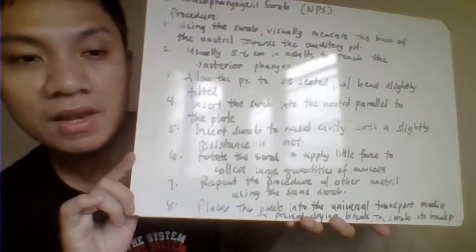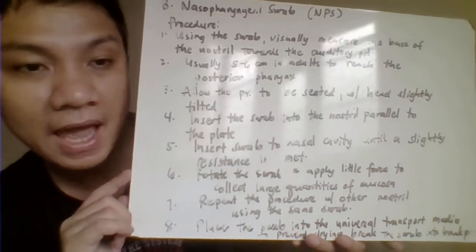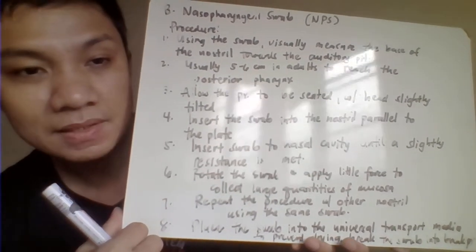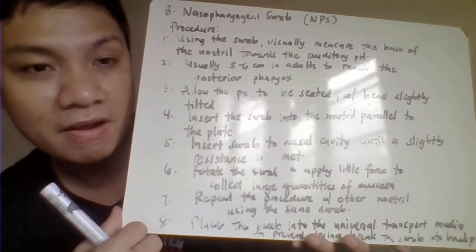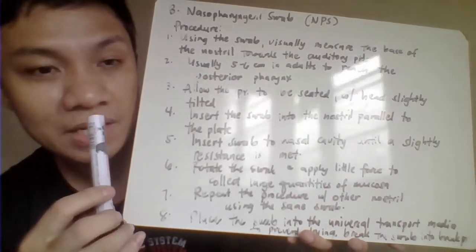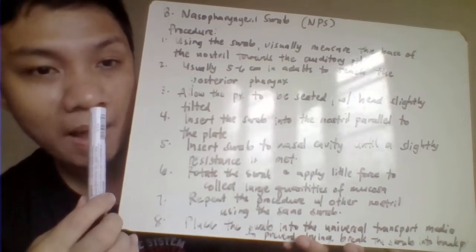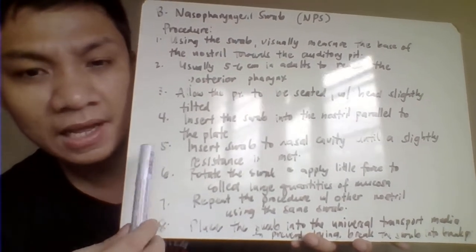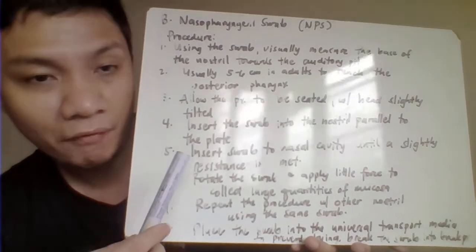Another popular procedure would be the NPS or Nasopharyngeal Swab. This one is also collected for COVID. For the Nasopharyngeal Swab, the swab goes through the nose. It is a bit uncomfortable when we are performing this one.